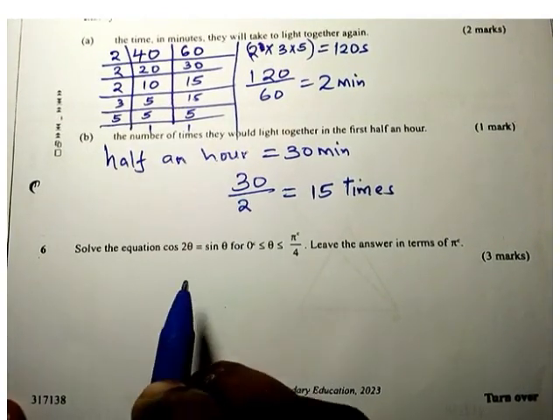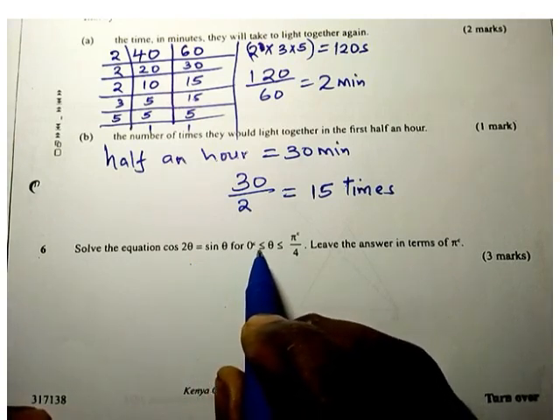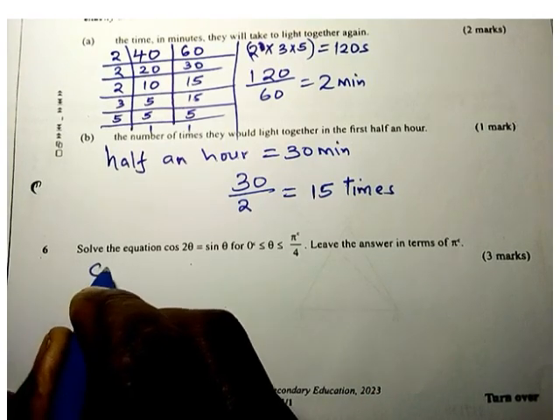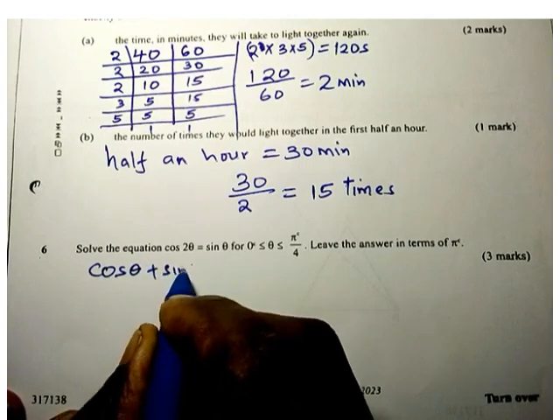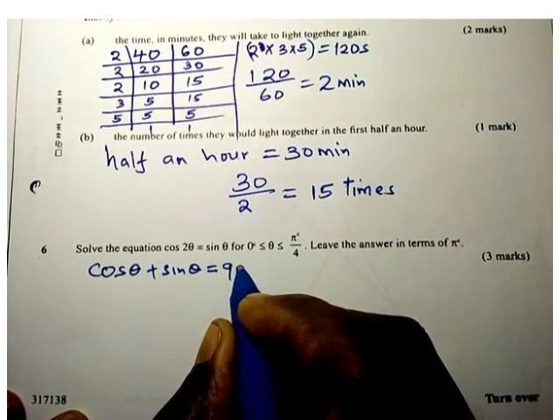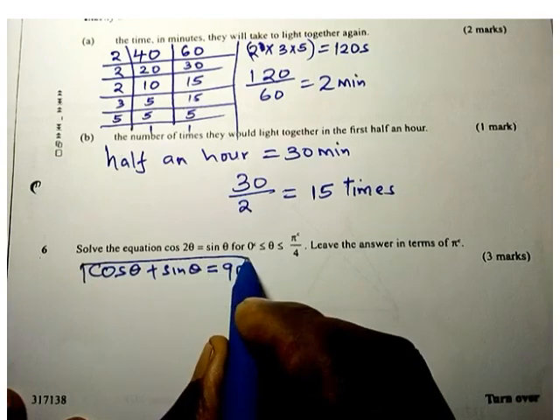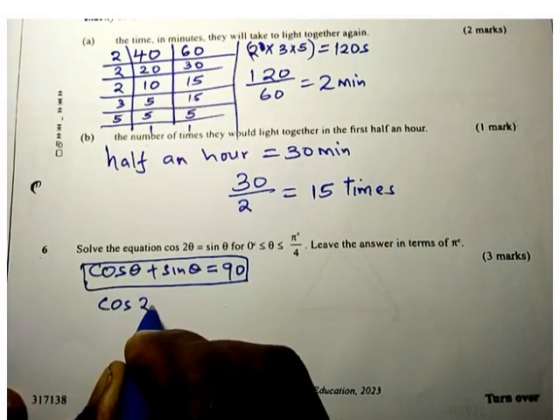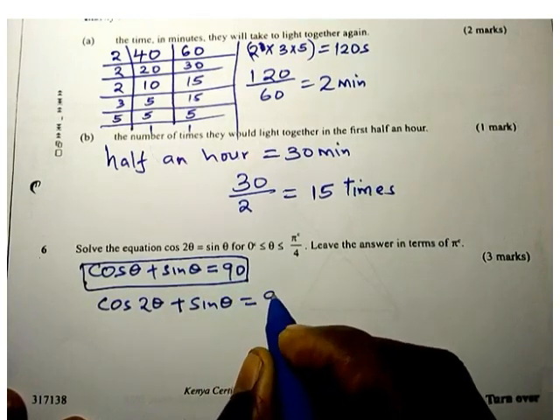Solve the equation cos 2 theta is equal to sin theta. Leave your answer in radians. So remember cos theta plus sin theta is equal to 90 because these are complementary angles. So using this knowledge, you will be able to calculate what we are given. So we have been given that cos 2 theta, we are going to add sin theta, and the answer is going to be 90.